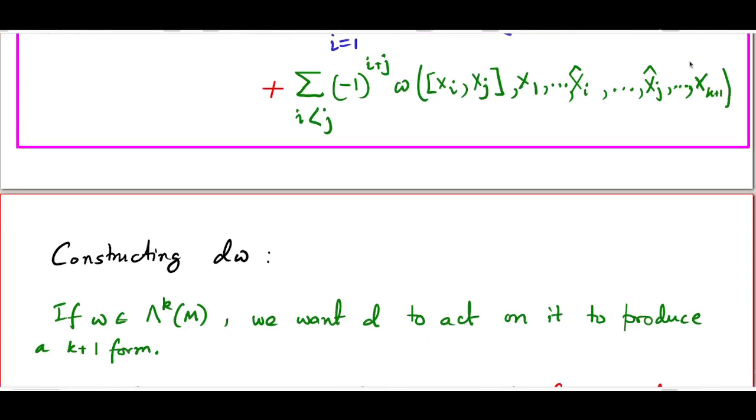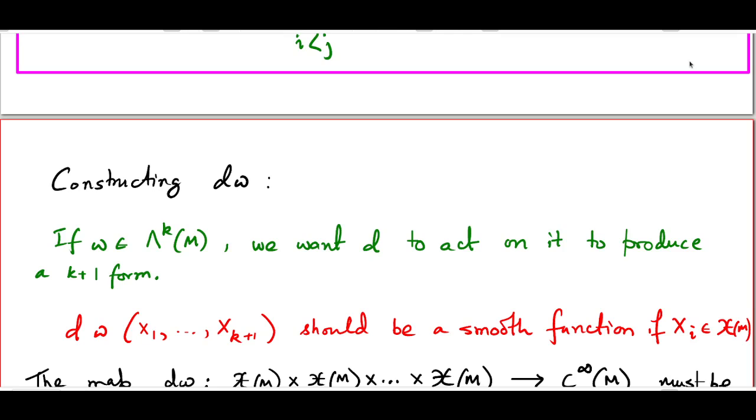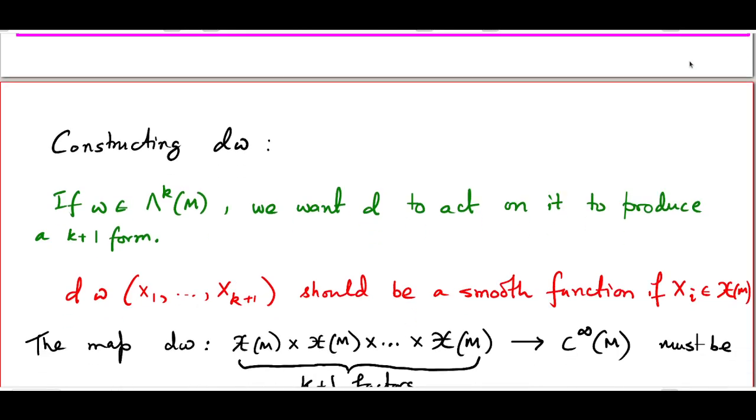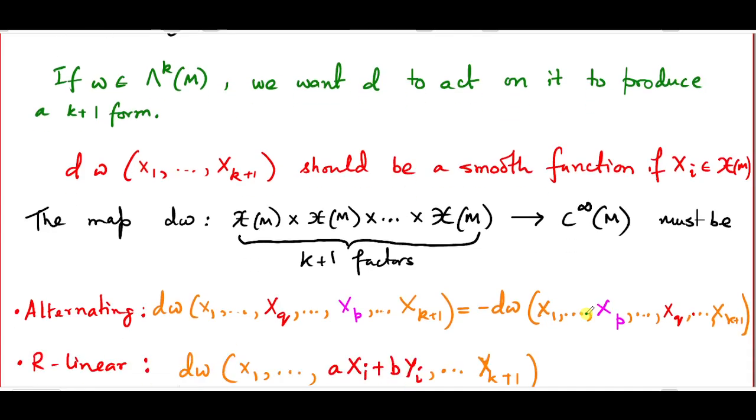So the first thing that we of course demand is if omega is a k form, we want d to act on it to produce a k+1 form. d omega, being a k+1 form, must be able to take k+1 smooth vector fields and produce a smooth function. And this map, d omega, which takes k+1 copies of the set of all smooth vector fields into the set of smooth functions, must have the following properties.